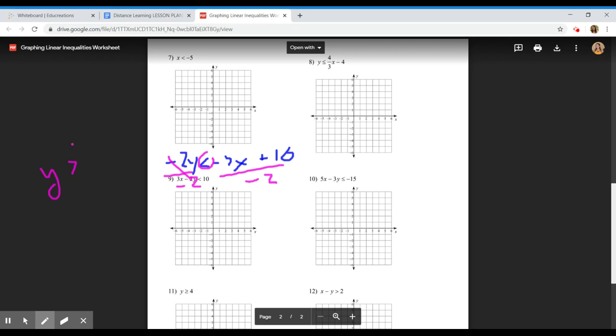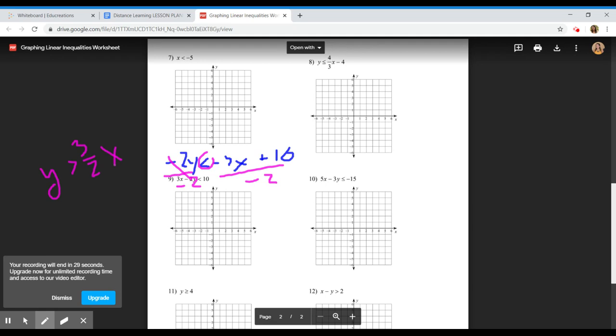-3 over -2, a negative divided by a negative becomes a positive, so I'll simplify. I have x, and then 10 divided by -2, -5. So the graphing's not that different. Rise 3, run 2. I know it's a dashed line. Since it's greater than, I would shade that region.